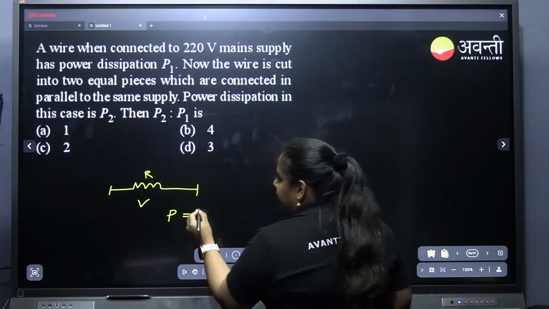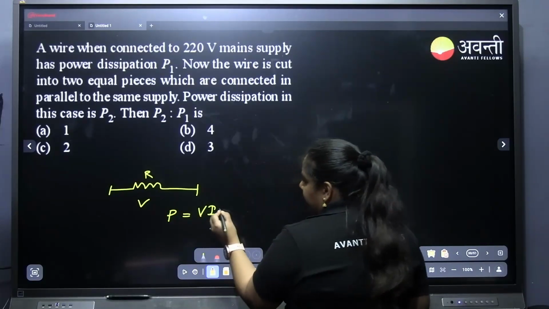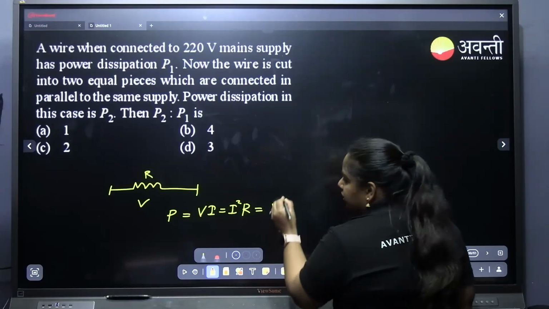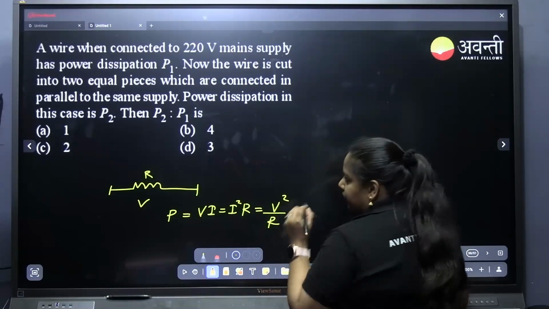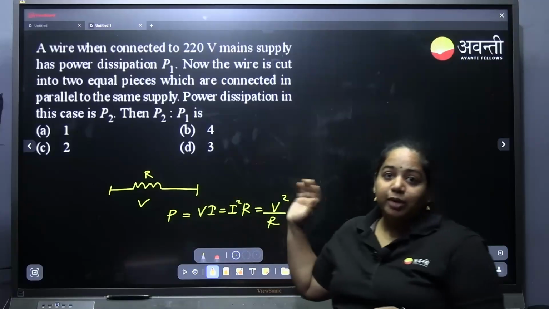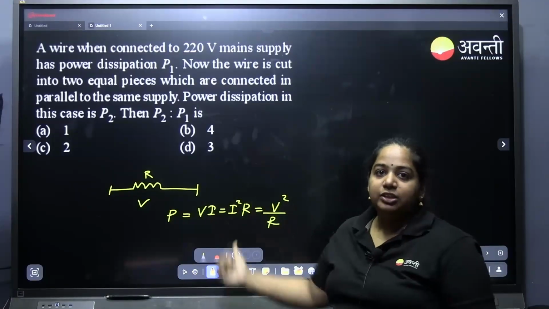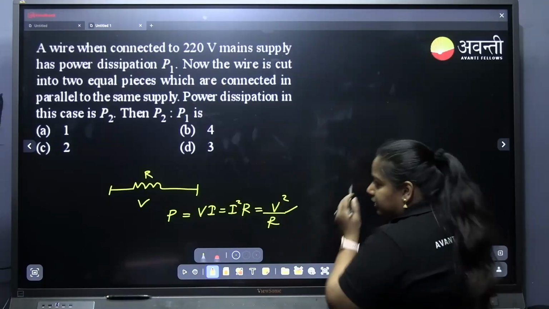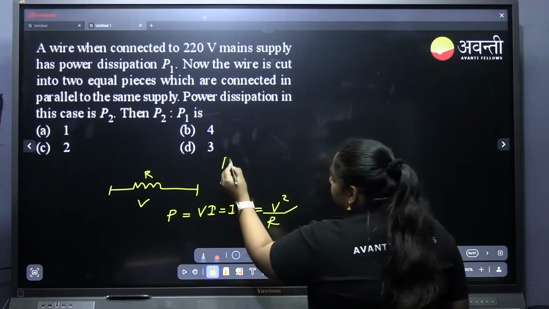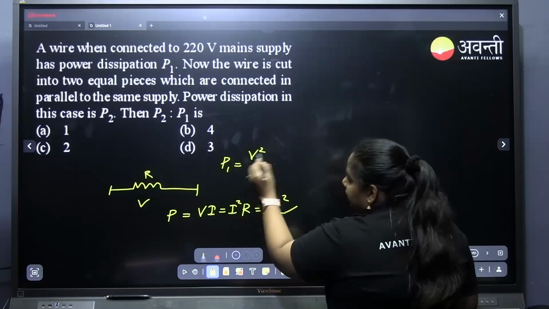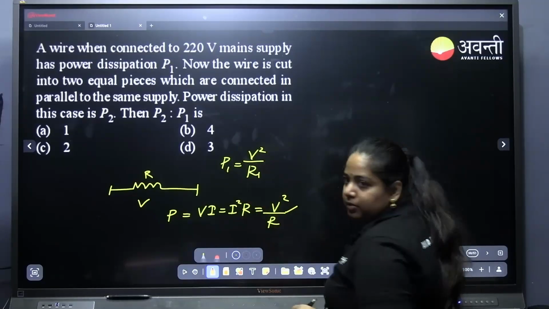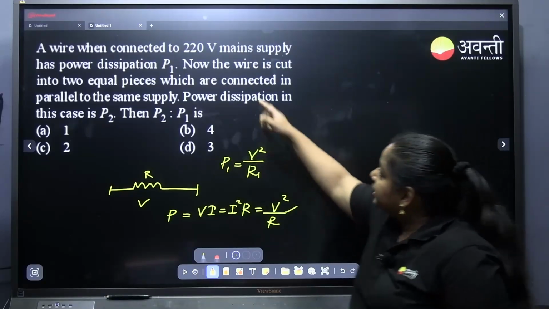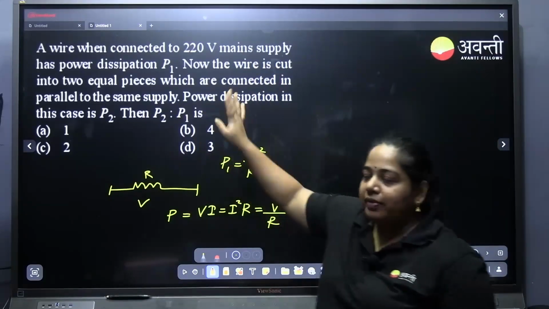power has multiple equations. One is V into I, another is I square R, another is V square by R. Since we are talking about parallel connection, it is easier to solve with V because V will be same. So take this equation. Okay. So we can say P1 equal to V square by R1. Okay, first case. Then V is given 220 volt. We don't want that.